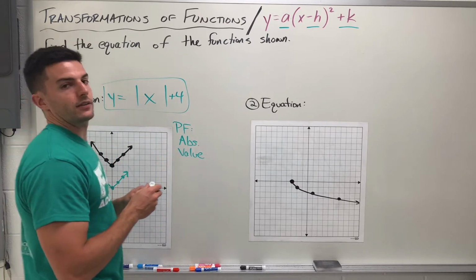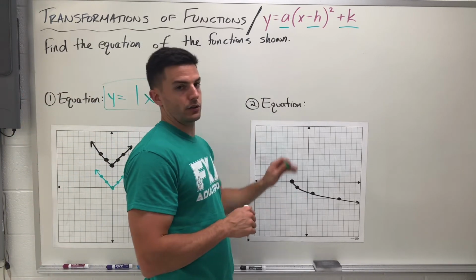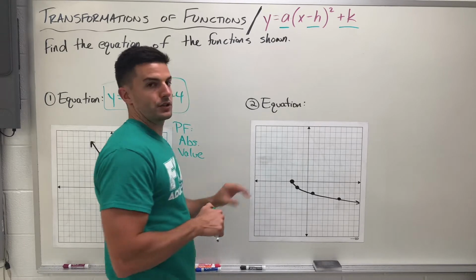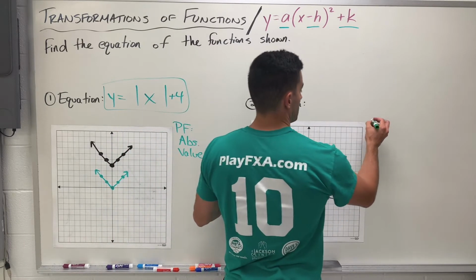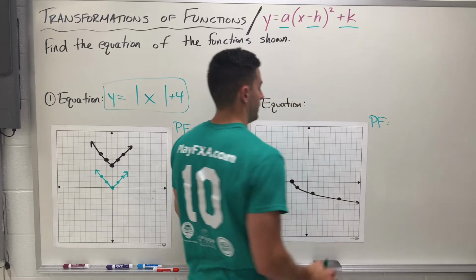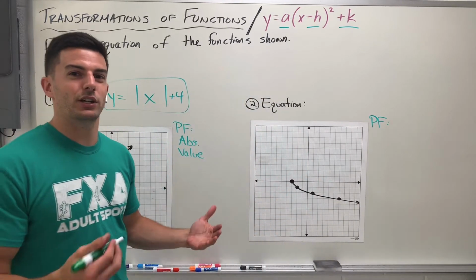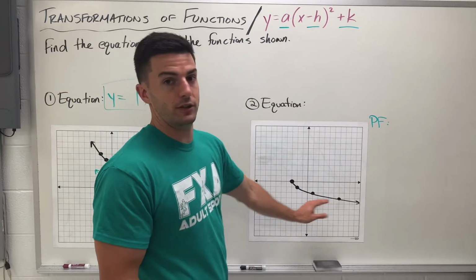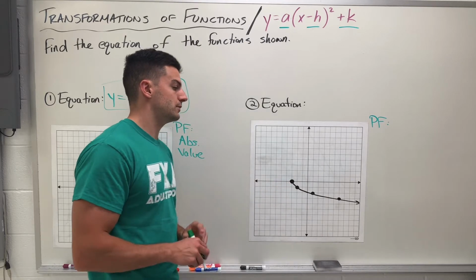Now, number 2, again, same process. Number 2, we look at this. Our goal is to find the equation, but we want to determine first, what's the parent function? And the parent function here, we look at the shape of the graph and where the points are in relation to the vertex.